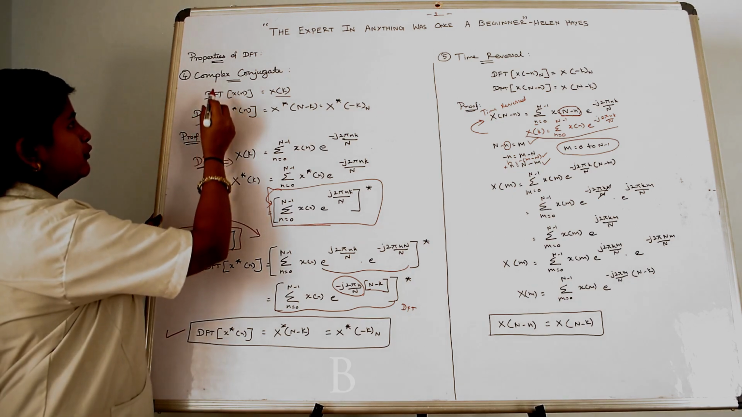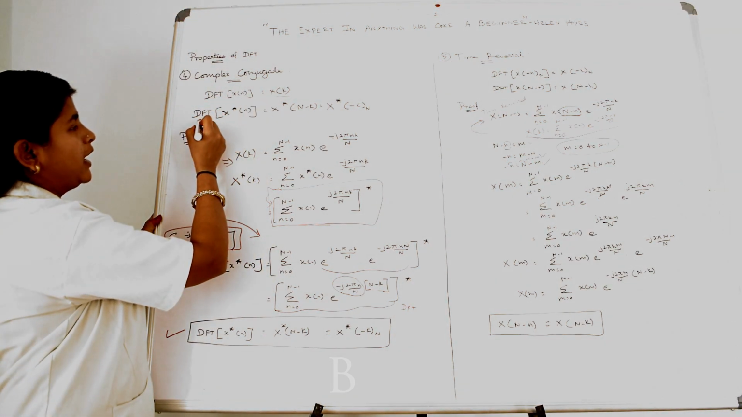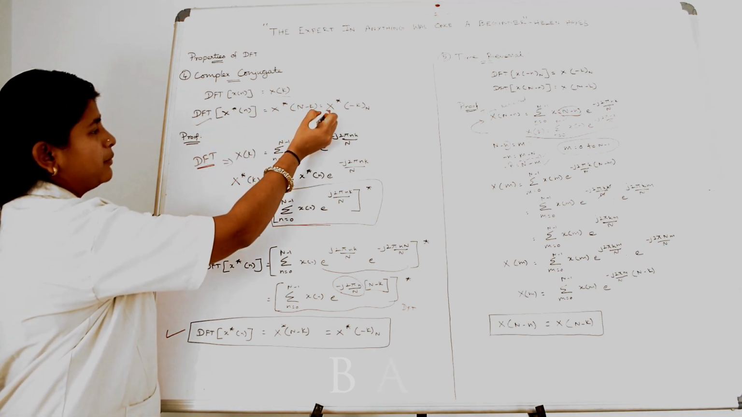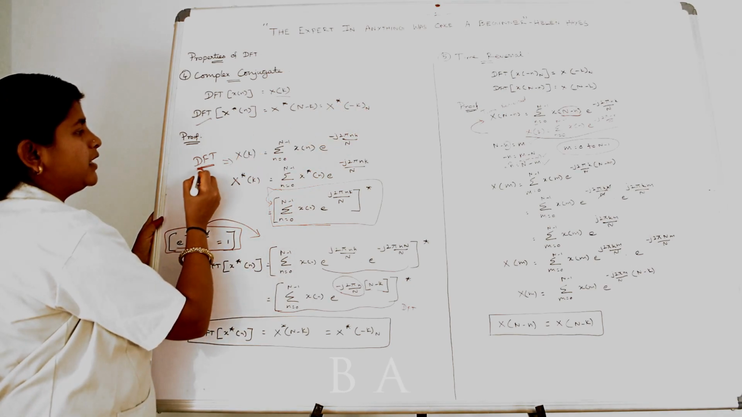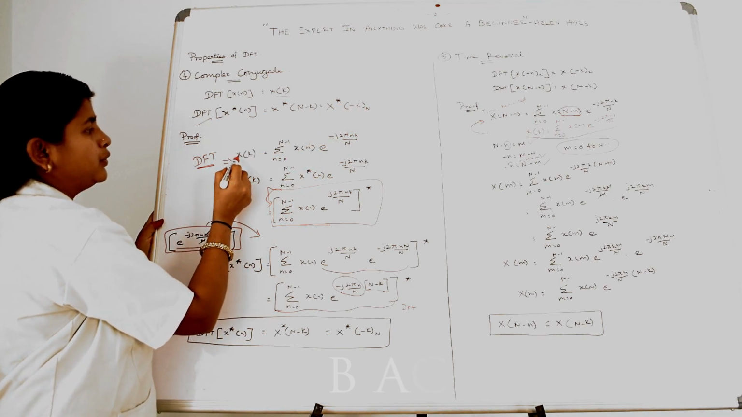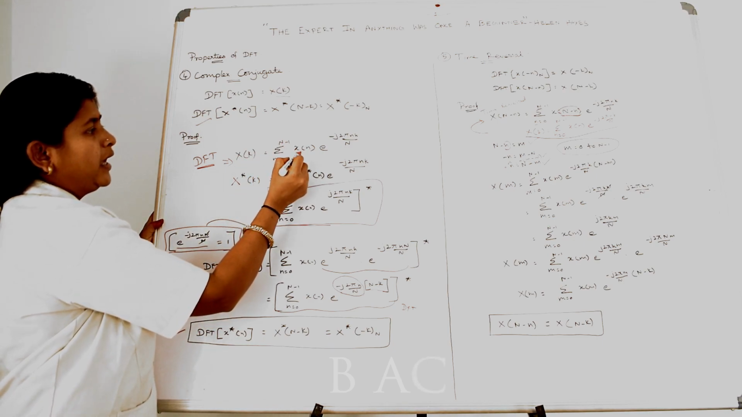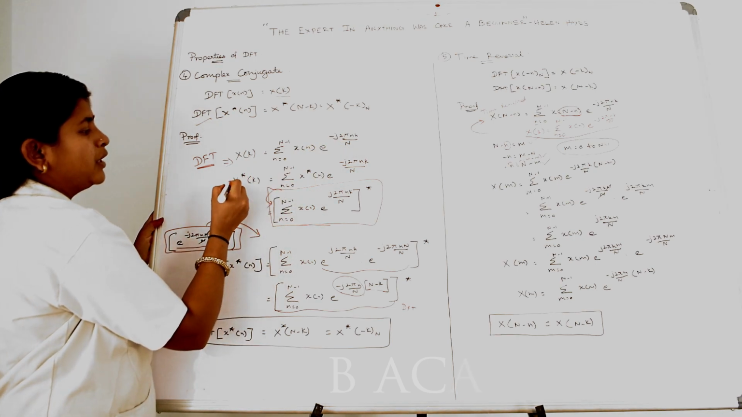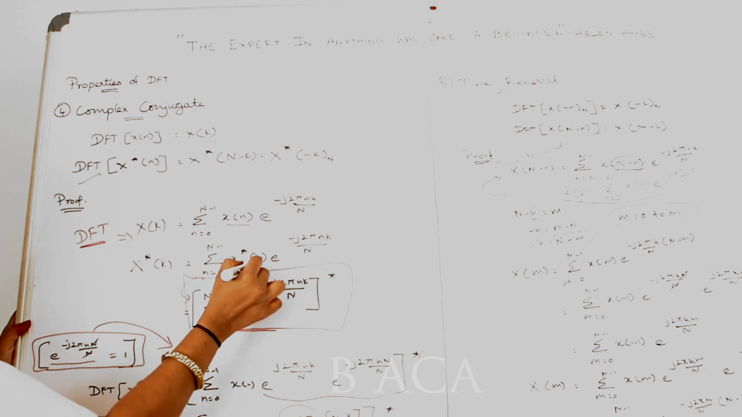You know the statement for complex conjugate, right? DFT of x of n is equal to X of k, and DFT of x star of n is equal to X star of N minus k, which can be written as X star of minus k mod N. I am considering the DFT formula here. You know that X of k is equal to summation n equal to 0 to N minus 1 x of n e power minus j 2 pi n k divided by N. What is X star of k? Instead of x of n, I am considering x star of n.